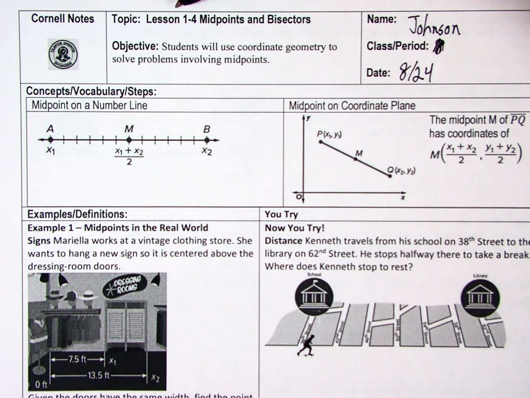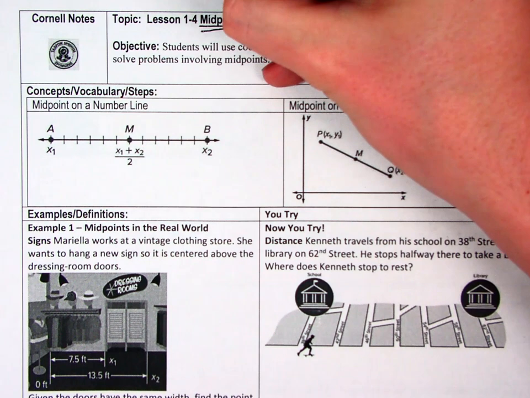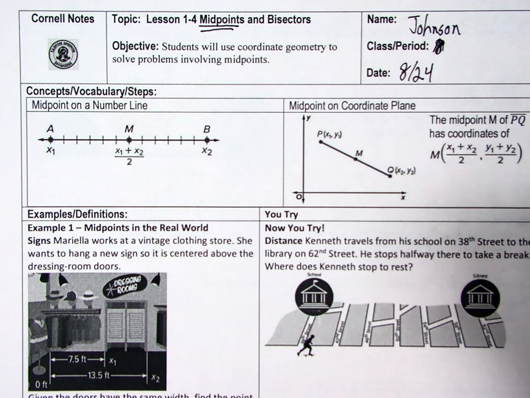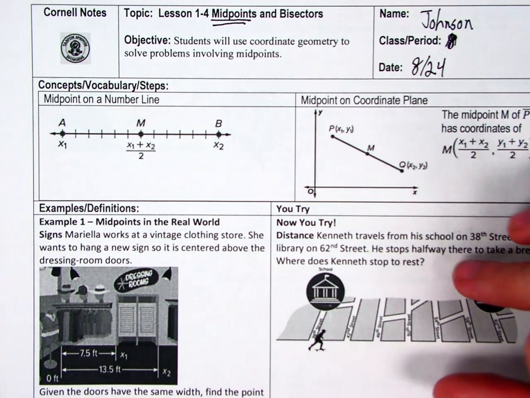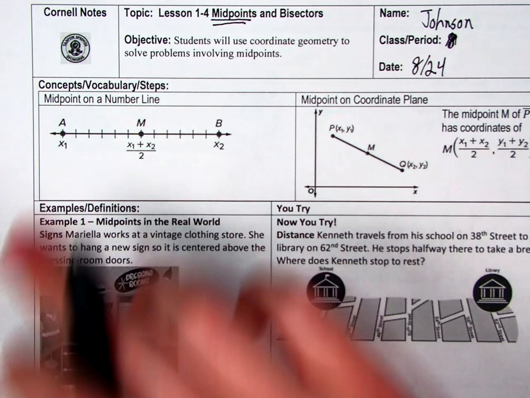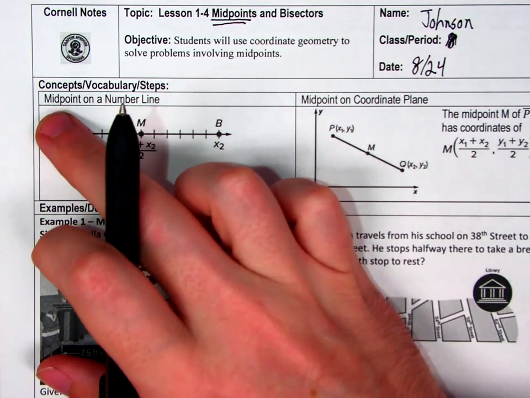We are focused on lesson 1-4, midpoints and bisectors. This particular set of notes is much more focused on midpoints. We'll work on bisectors tomorrow. To start off with, we just thought about what midpoint means. Midpoint is the middle point.